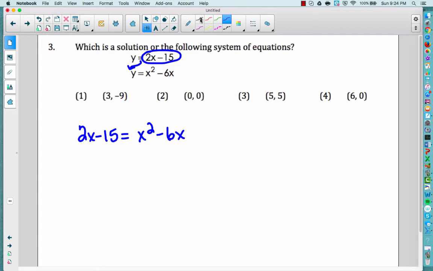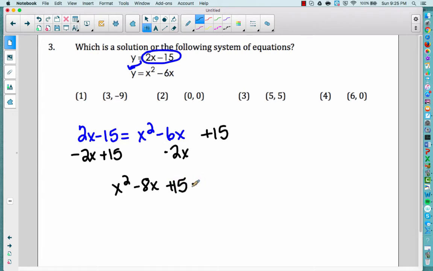The nice thing about multiple choice is typically if you get the x and there's no other answers that have that x, then you're kind of done at that point. So, all right, so I'm going to set it equal to 0. I'm going to subtract 2x. I'm going to add 15. Get it into standard form of a quadratic, and I get x squared minus 8x plus 15 equals 0. And again, I just like that 0 on the other side. So, all right, now I solve by factoring.